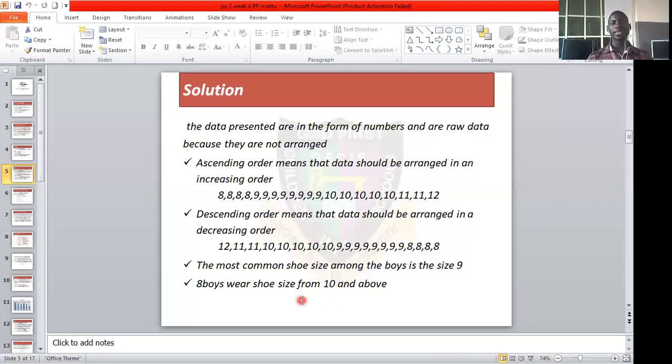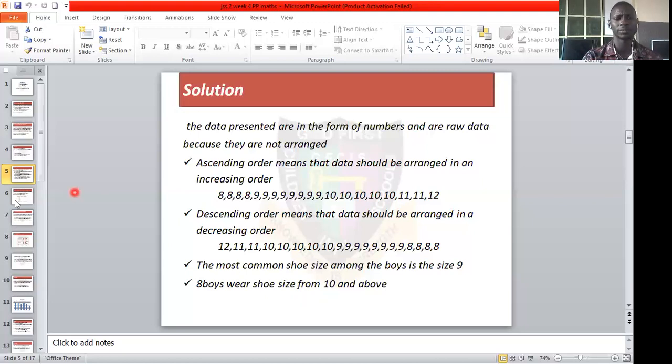So you can see it is easy when you have arranged your data in an orderly manner. Information will be easily deduced. Better understanding of the information and interpreting the information will be very, very easy. So in any data you are given, the first thing you do is that you arrange them in an orderly manner.